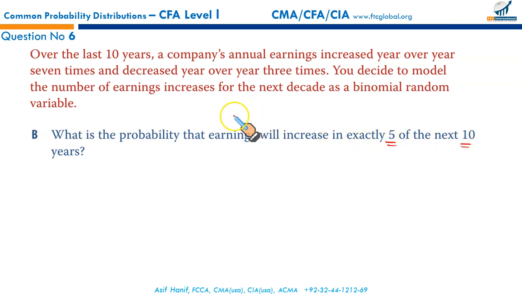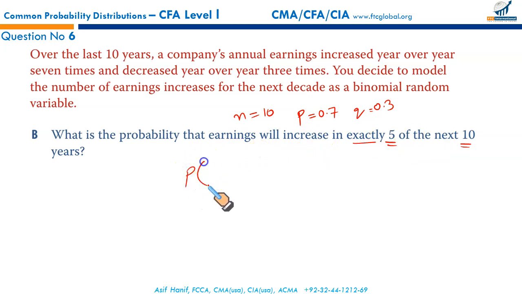Now, we have the numbers. n is 10. p, the probability of success, is 0.7. Then q. Remember q, I have been using this for the last 20 years. So we may call it 1 minus p or just q, it's the same, 0.3. So what is the probability that the earnings will increase in exactly 5 of the next 10 years?